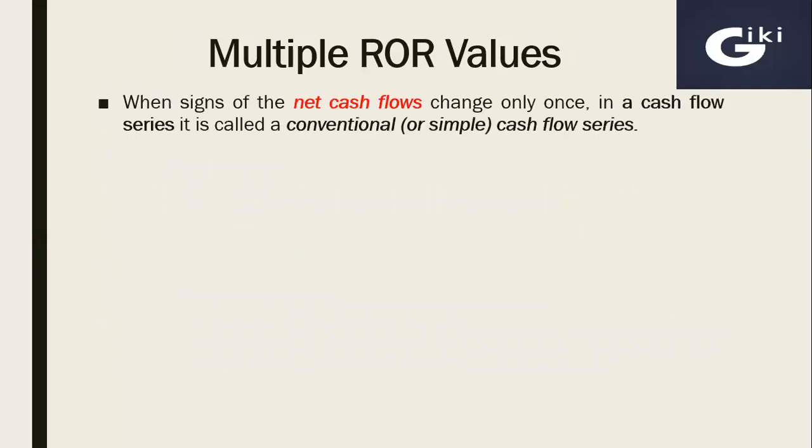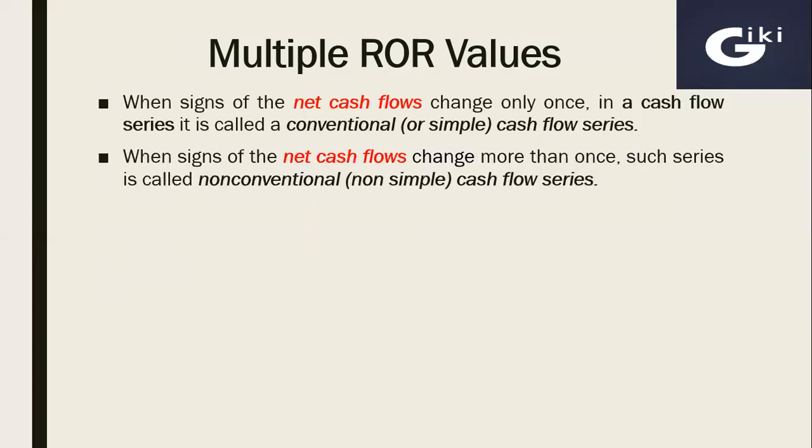Then multiple ROR values. Before discussing multiple ROR values, we need to understand a few basic concepts. When signs of the net cash flows change only once in a cash flow series, it is called a conventional or simple cash flow series. On the other hand, when signs of the net cash flows change more than once, such a series is called a non-conventional or non-simple cash flow series.